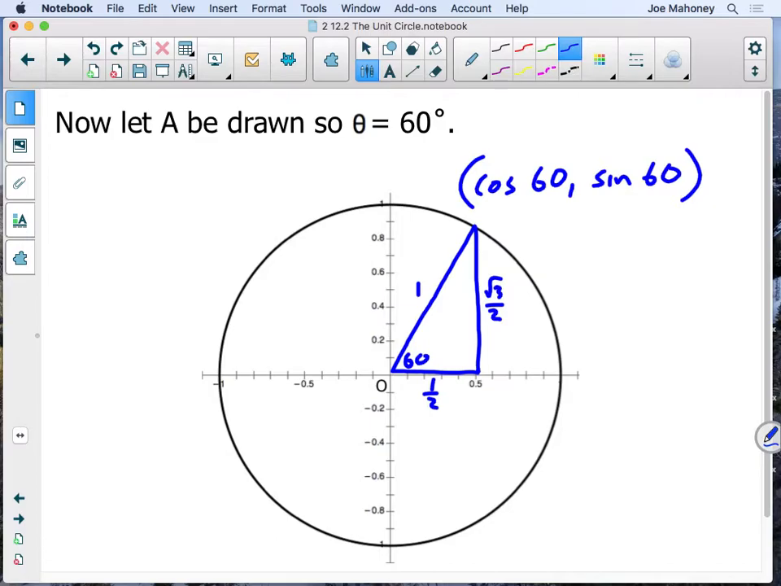So what that does for me is it tells me the cosine of 60. The cosine of 60 is the x value, it's 1/2. Sine of 60 is the y value, radical 3 over 2.